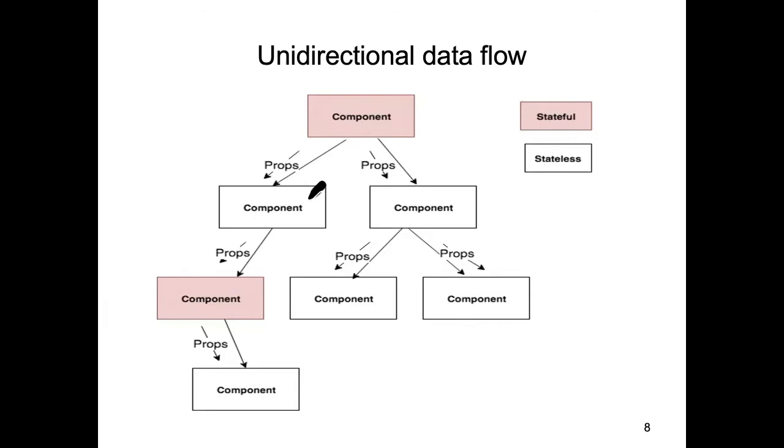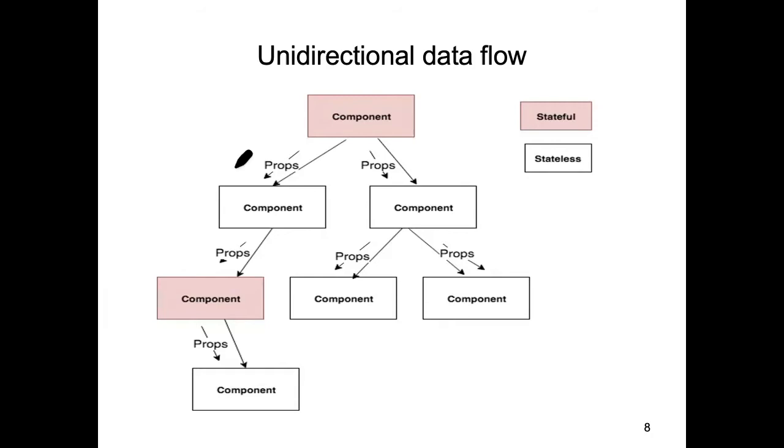And from a data flow point of view, which is kind of the title of this slide, data can only flow in a downward direction from parent to child. And we know that props are the means of transport of data. So props only go in a downward direction. This was a conscious decision made by the React team. It's called unidirectional data flow.